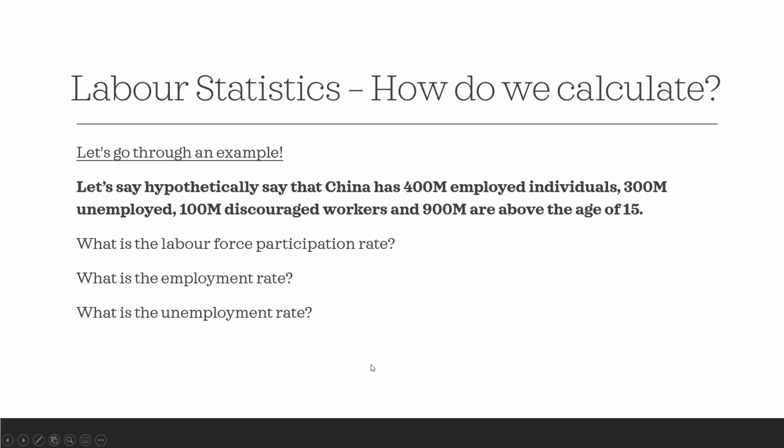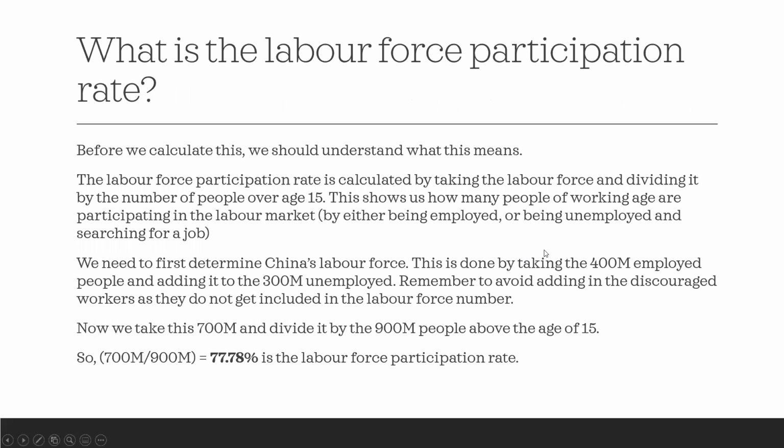What is the labor force participation rate? What is the employment rate? And what is the unemployment rate? So what is the labor force participation rate? Before we calculate this, we should probably understand what it means. A labor force participation rate is calculated by taking the labor force and dividing it by the number of people over the age of 15. This is done because right around that age of 15 is when most people can begin working. So it basically shows us how many people of working age are participating in a labor market.